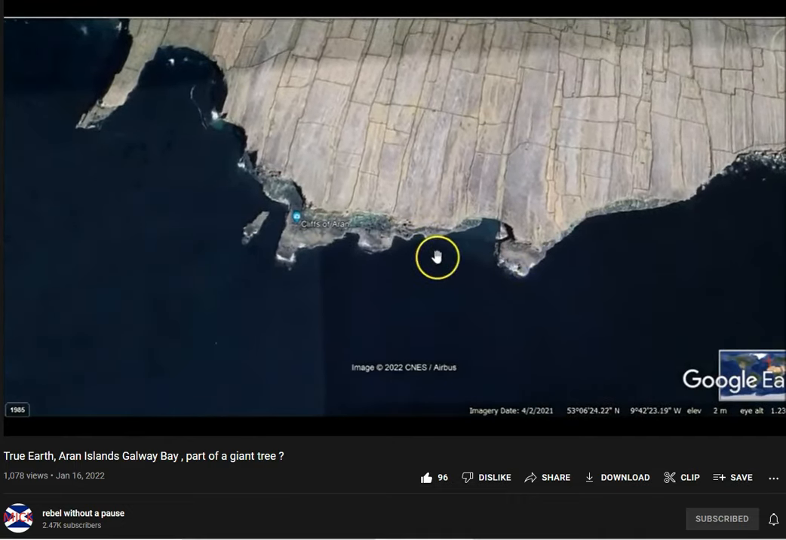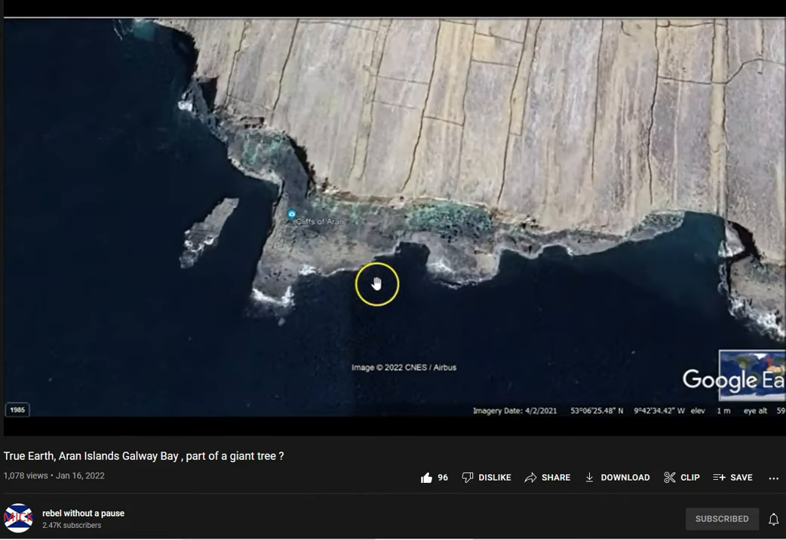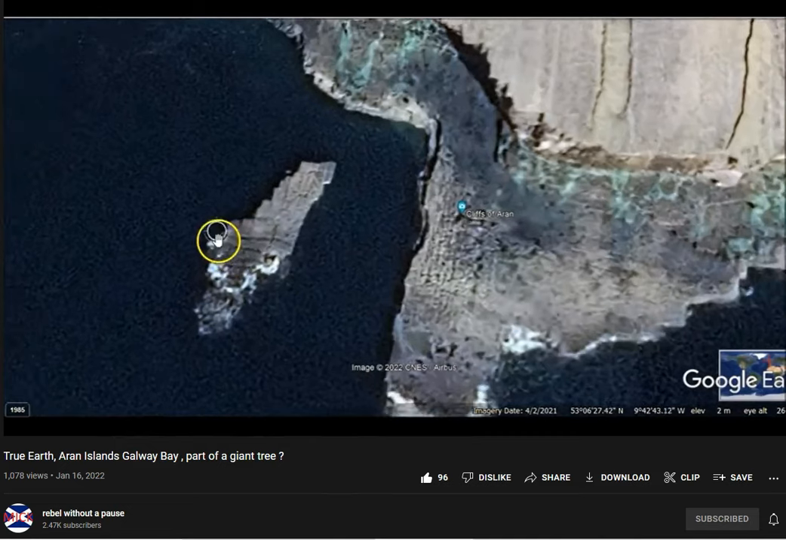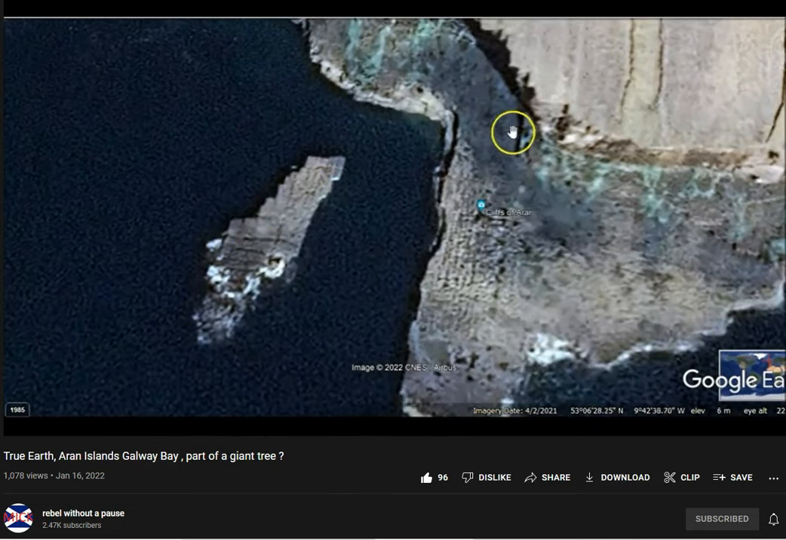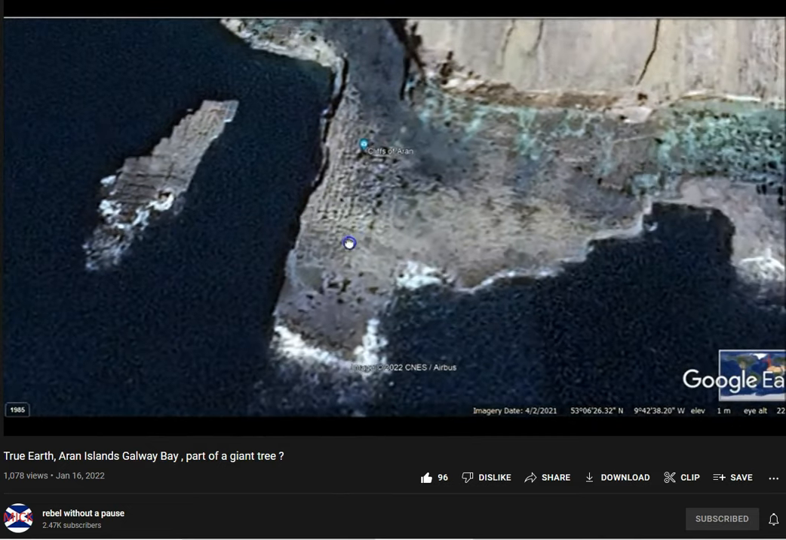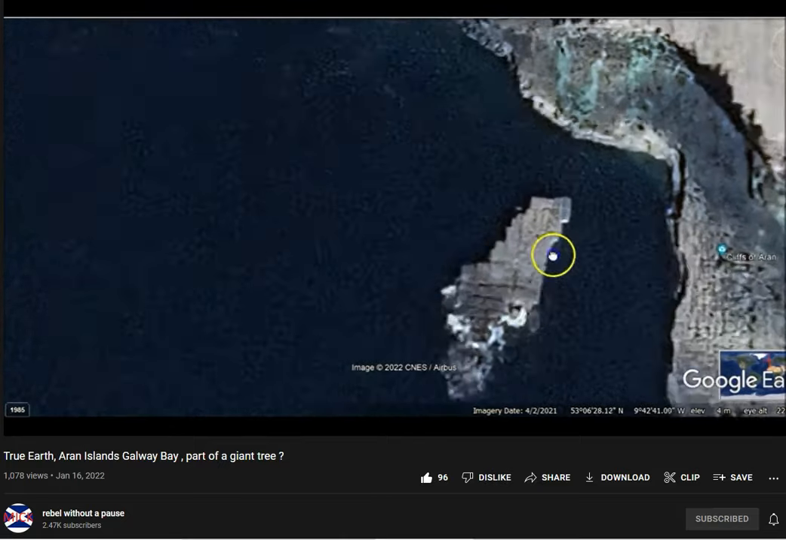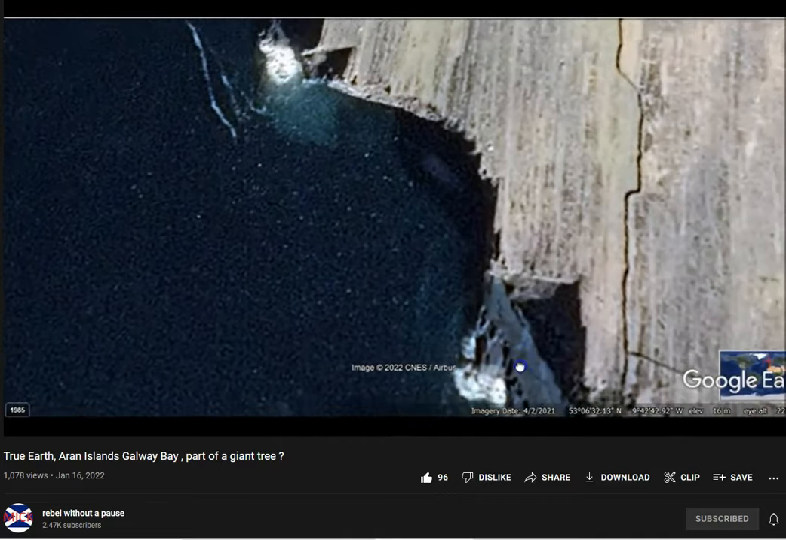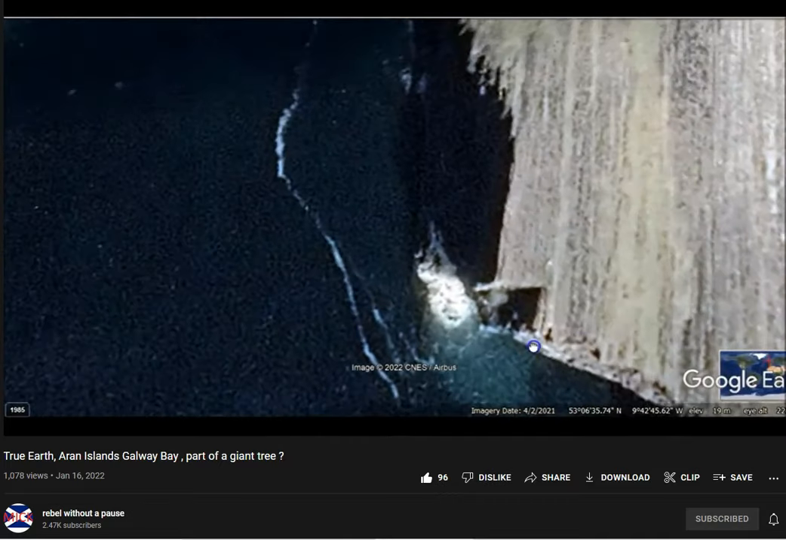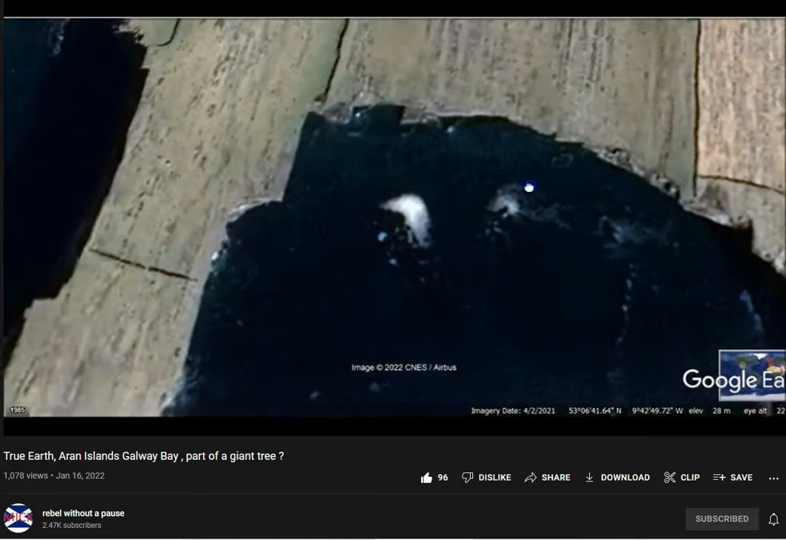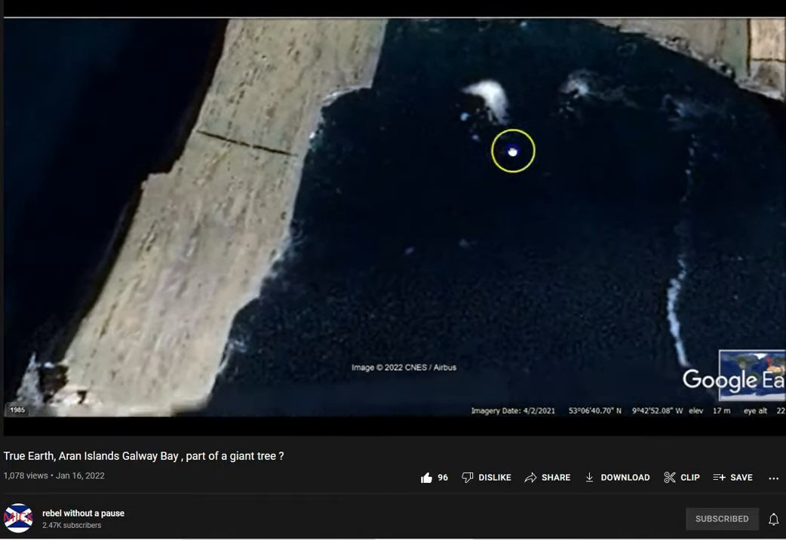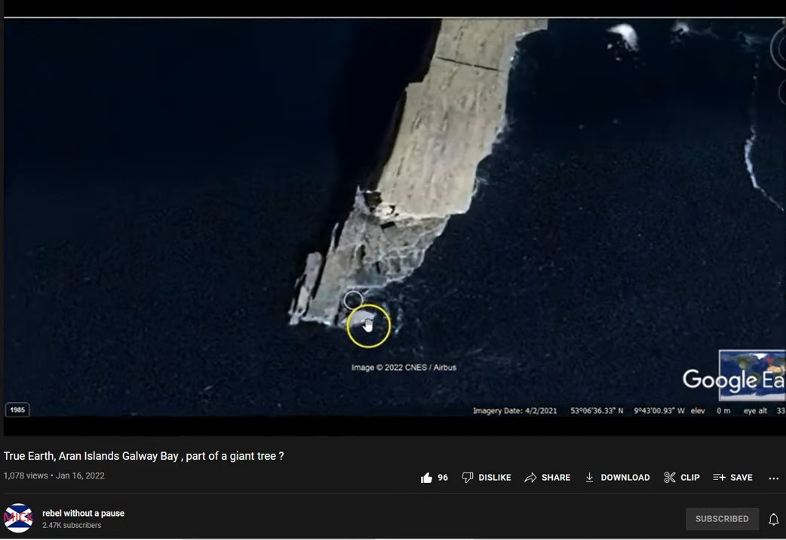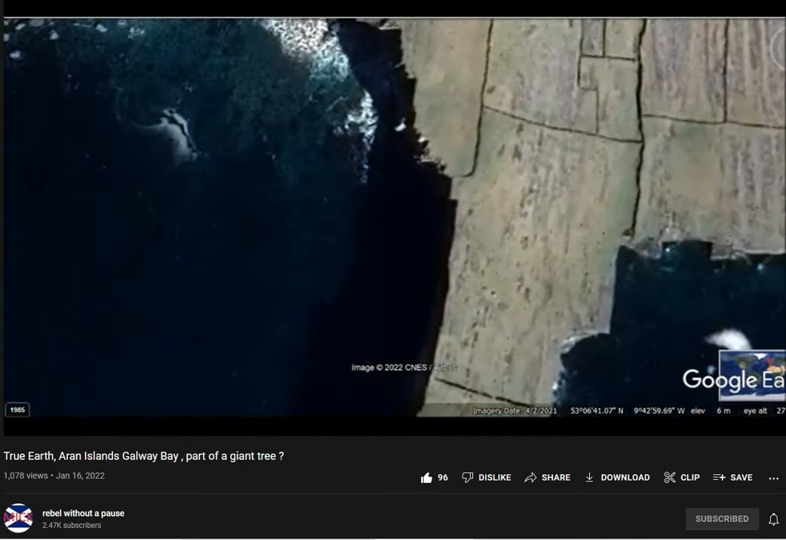So again, these cliffs have got all these markings on them and straight cut edges. So I don't know. I just don't think it's natural somehow. Maybe somebody caused it. I don't know. Maybe something caused it.